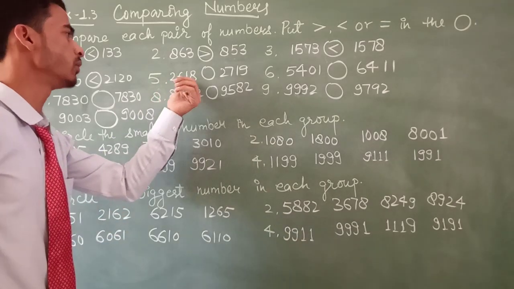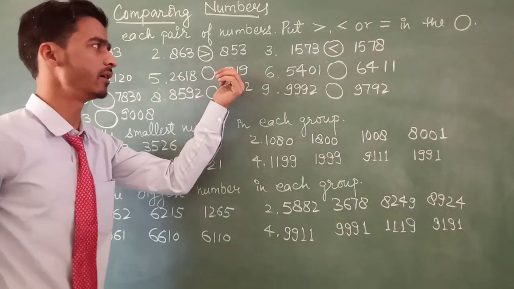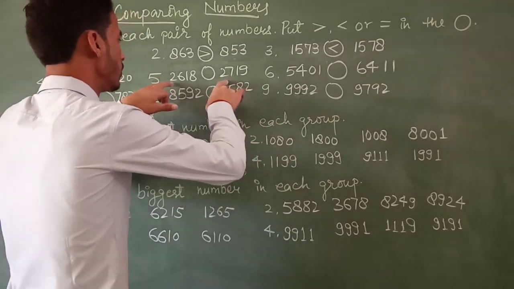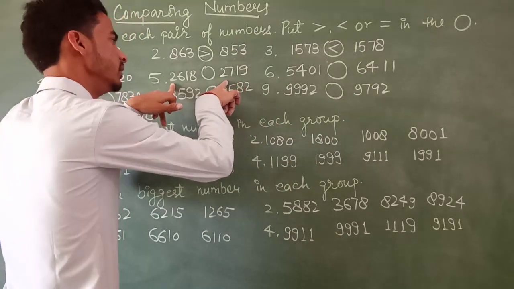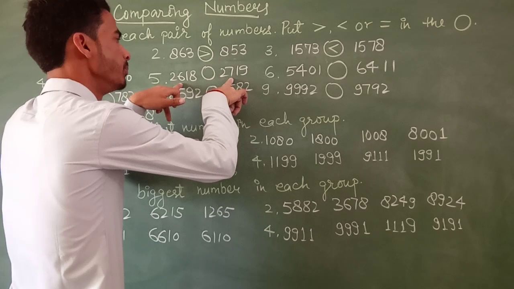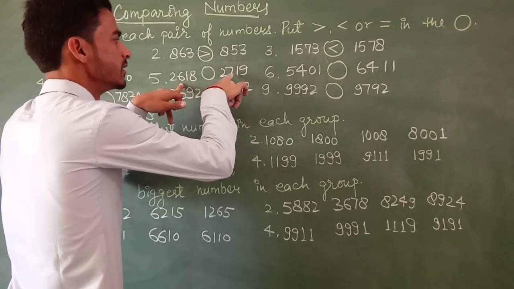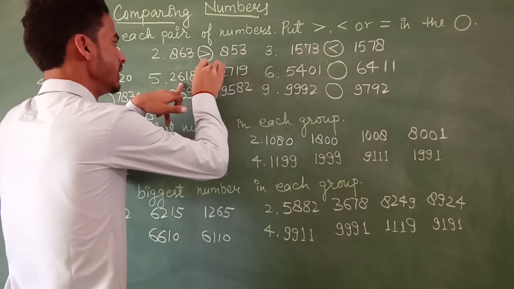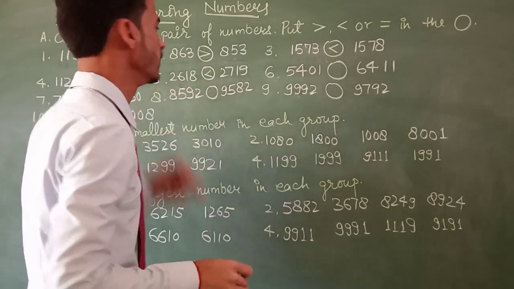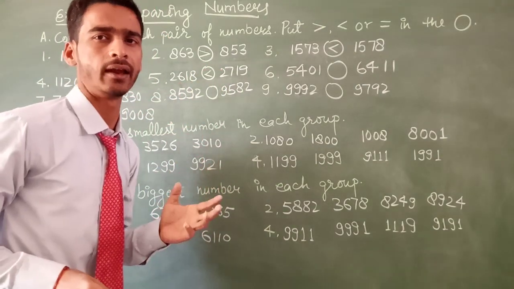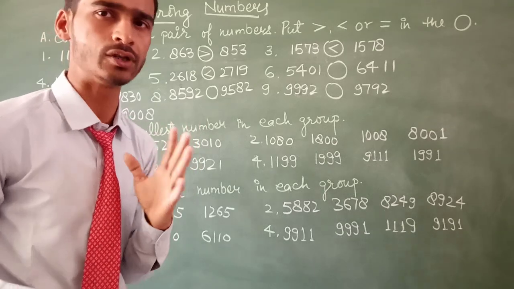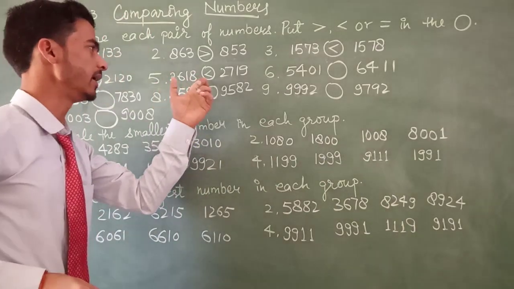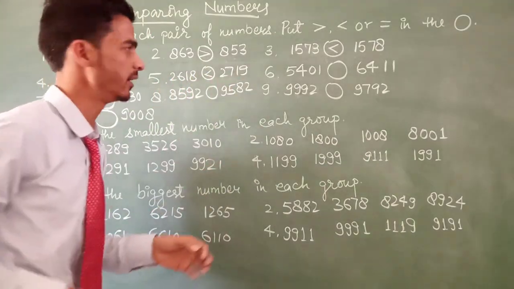The next one is 2618 and 2790. Firstly, we have to compare the 1000s places. These are the same. Now we have to compare the 100s places. And now 7 is greater than 6, so we can say that 2790 is greater than 2618. In other words, we can also say that 2618 is smaller than 2790.